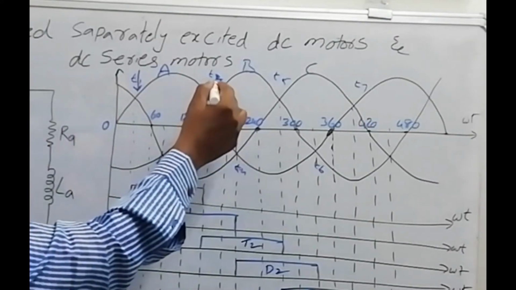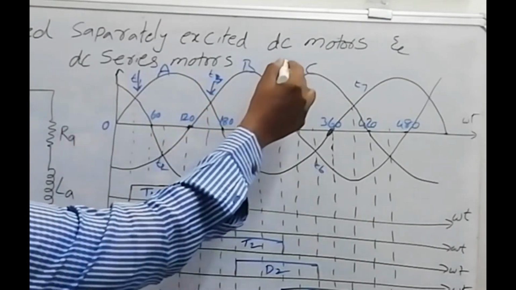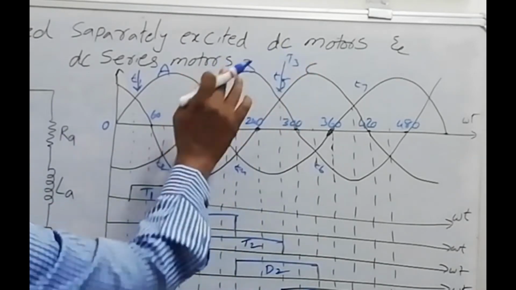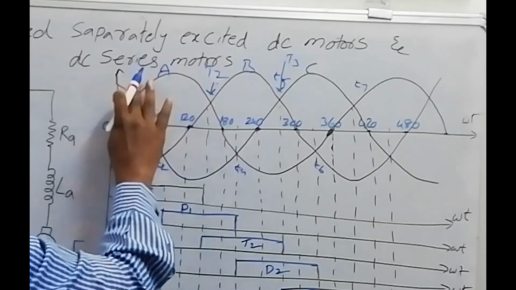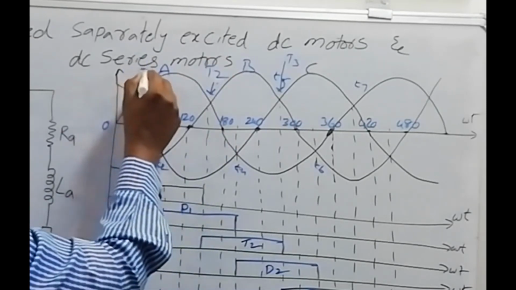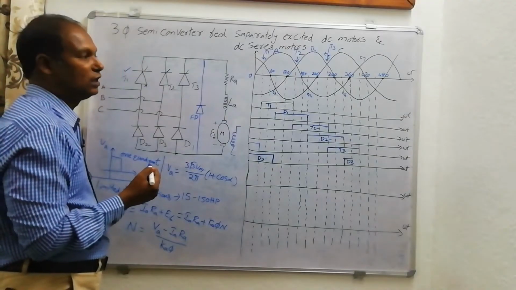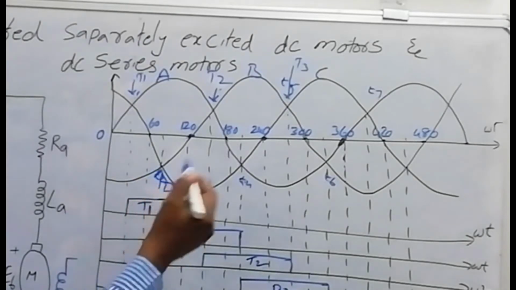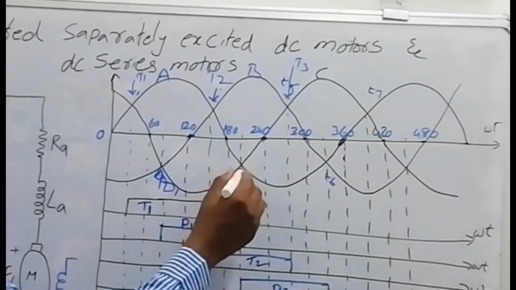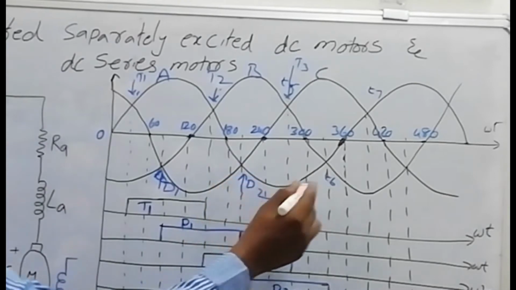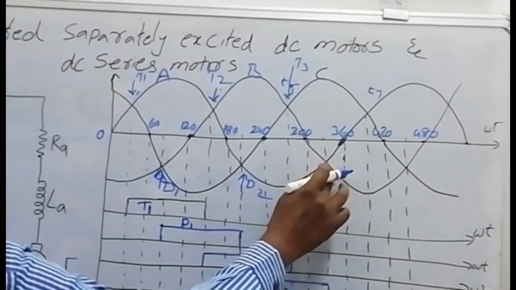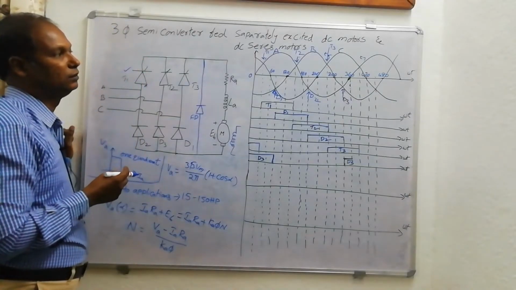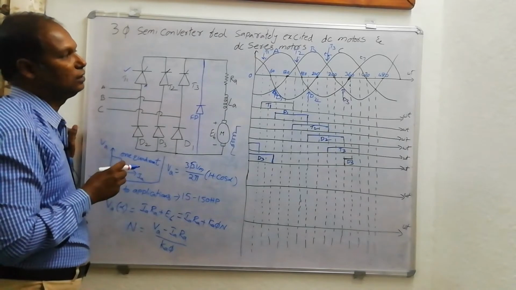So T1 starts here, T2 starts at T3, and T3 starts here, that means T5. This is thyristor 2. This is thyristor 1. So the diodes start from here. This is D1, this is D2, this is D3. These are the thyristor turn-on points.